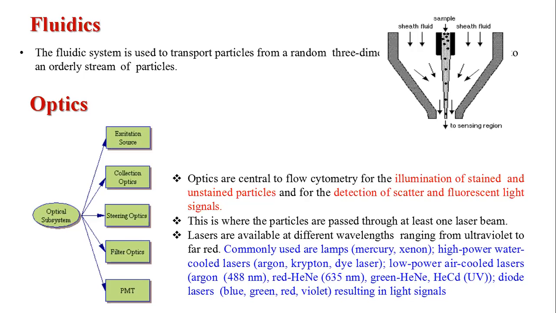Lasers are available at different wavelengths ranging from ultraviolet to red, to far red. Mostly the commonly used lamps are the mercury lamp or xenon lamp. Then there are high power water-cooled lasers, say argon, krypton, dye laser, then helium neon laser also available. So these are the lasers that can be used in flow cytometry or FACS. Mostly they are used to generate the light signal.